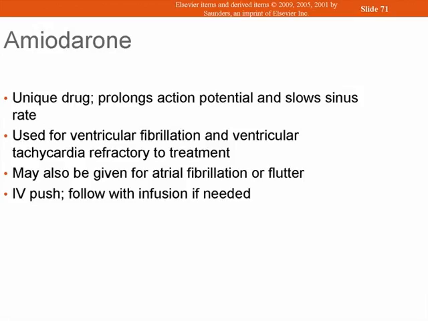Amiodarone, or Cordarone, is a very unique medication. It works by prolonging the action potential of the muscles, and then it slows a sinus rhythm rate. It's used for ventricular fibrillation and VTAC refractory to other treatments. It can also be given for atrial fibrillation or atrial flutter to help slow that rate. It's given IV push, and it is followed up with an infusion when needed.